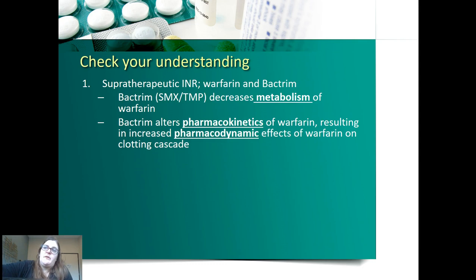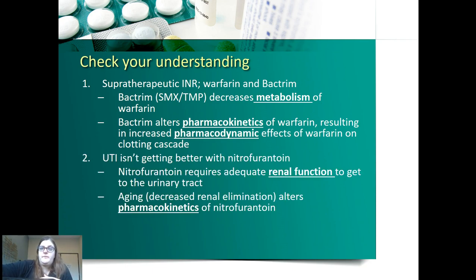So in our Bactrim case, I mentioned that it decreases metabolism of warfarin, so right off the bat, you know it's definitely pharmacokinetic changes because the metabolism's been altered. But now that you have more warfarin available, you can actually have a pharmacodynamic effect as well by changing the clotting cascade. For somebody whose UTI is not getting better with nitrofurantoin, that's honestly a purely pharmacokinetic issue.